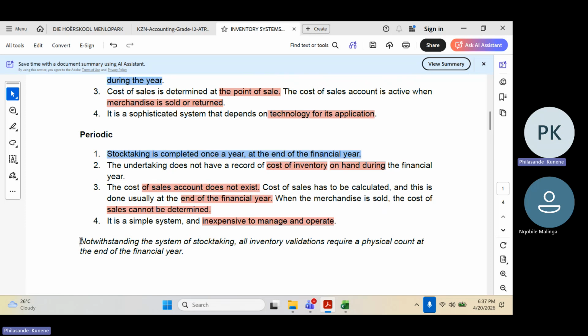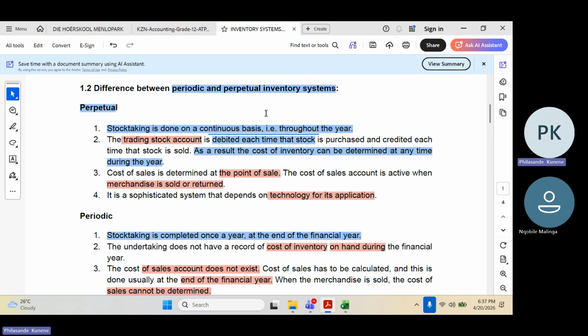Okay, but now look here what they're saying, which is very important. Notwithstanding the system of stock taking, all inventory validations require a physical count at the end of the financial year. Yes, even if you're using the perpetual inventory system or periodic, you have to do the physical stock count, because even if the perpetual inventory system is able to keep track of the movement of inventory daily, there is movement that it cannot keep track of.